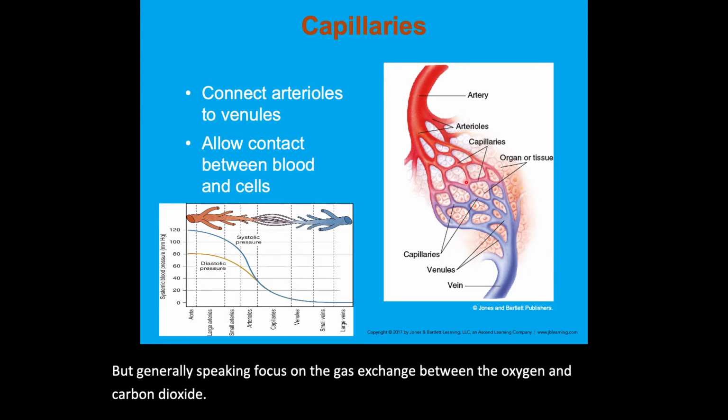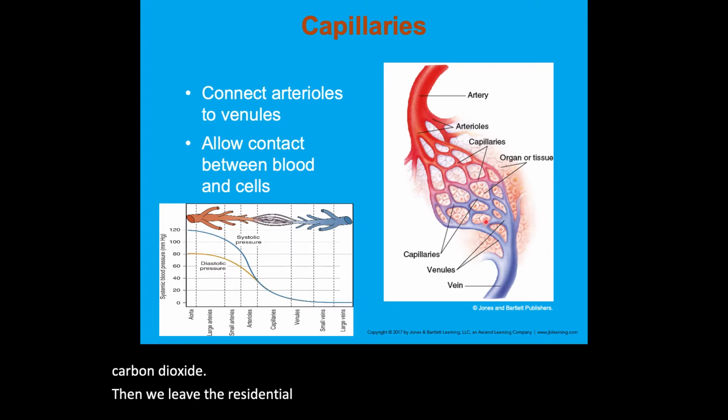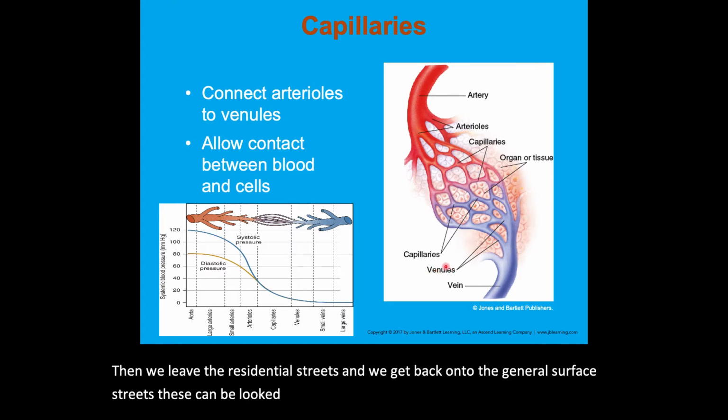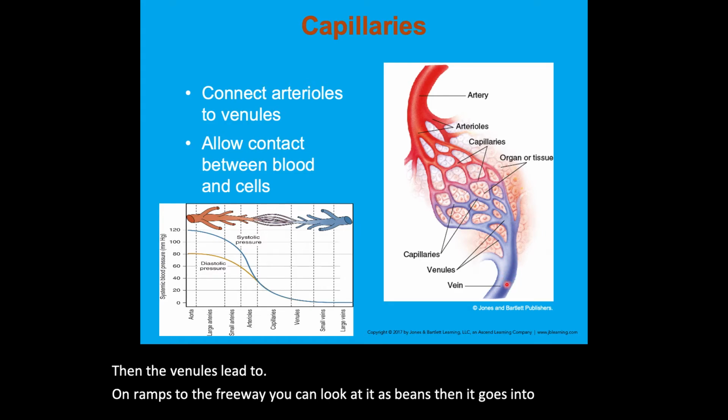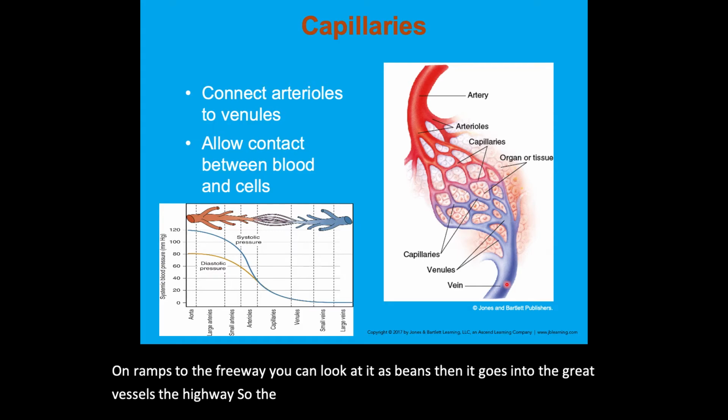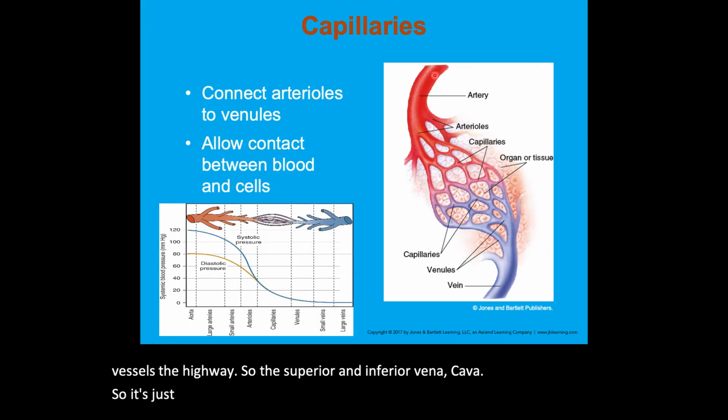Then we leave the residential streets and we get back onto the general surface streets. These can be looked at as venules. Then the venules lead to the on-ramps to the freeway. You can look at it as veins. Then it goes into the great vessels, the highway. So the superior and inferior vena cava. So it's just progressively large to slightly smaller to the tiniest that we have.